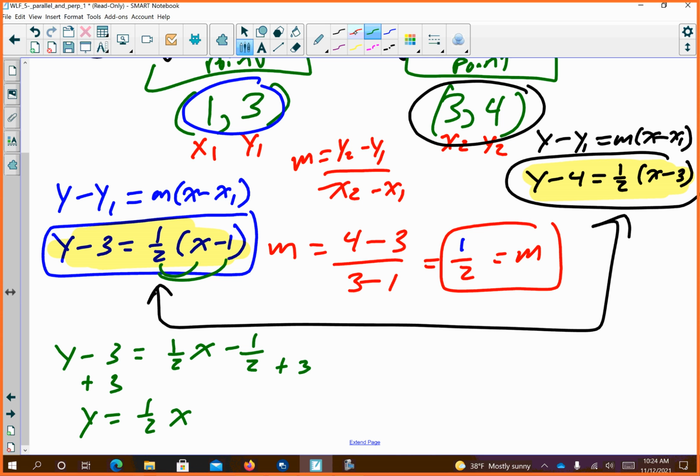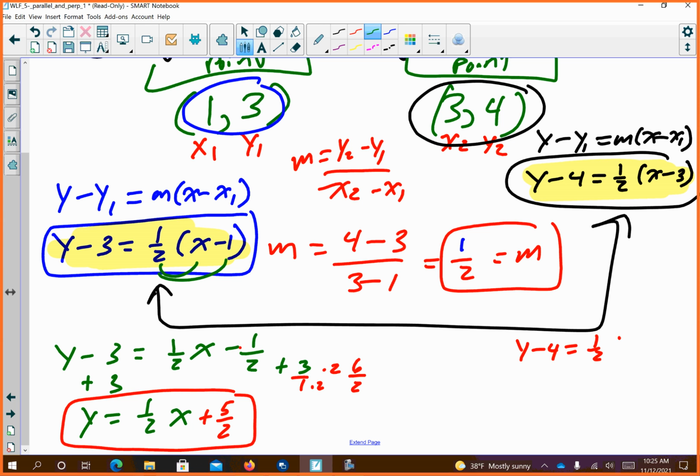So 3, I'm going to change to 3 over 1 times 2 over 2. So that's 6 over 2. So -1 plus 6 is plus 5 over 2. Okay, that's an ugly one to graph. That's an ugly one to work out. But I just want to show you, if I do the same thing with this one, I'm going to distribute the 1/2 over. Do you agree with that? And then I'm going to add 4 to both sides.